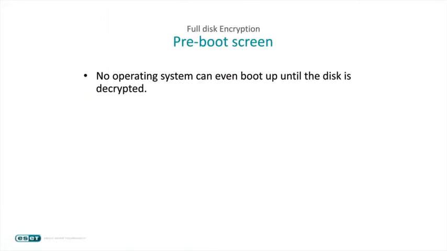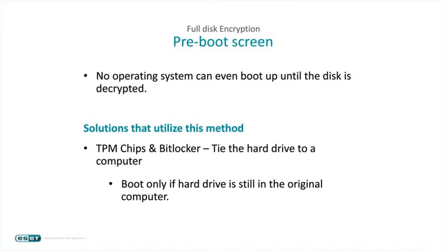And so on the full disk encryption side, there are a couple of different options. First, without a pre-boot screen. So the operating system with full disk encryption cannot boot up until the disk is decrypted. And there are lots of solutions out there that utilize full disk encryption without that pre-boot screen. TPM chips and BitLocker are the main ones that utilize this. What it does is it ties the hard drive to the computer, and it will only boot up if the hard drive is still in the original computer.